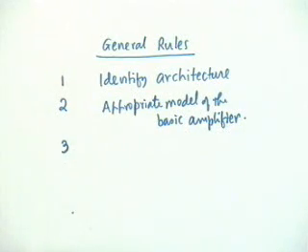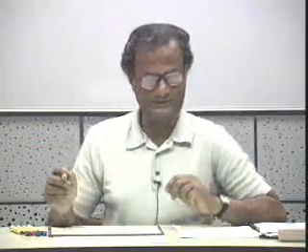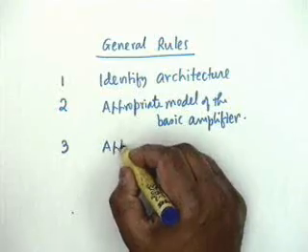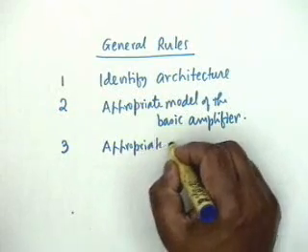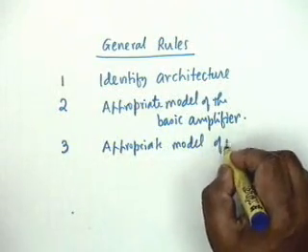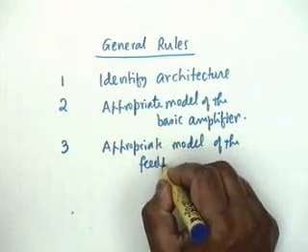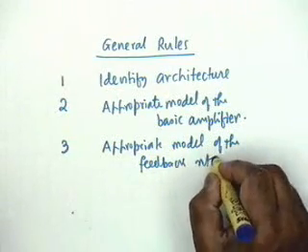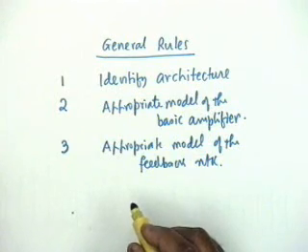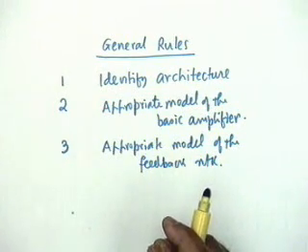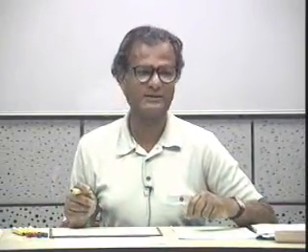Third, depending on the architecture, you take an appropriate model of the feedback network. For example, in the series shunt that we considered, why did we take the H parameter model? Because the H parameter model allows a series circuit at the input, H11, H12, V2, and a shunt, a parallel circuit at the output.